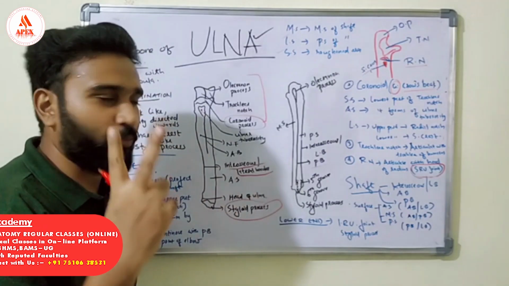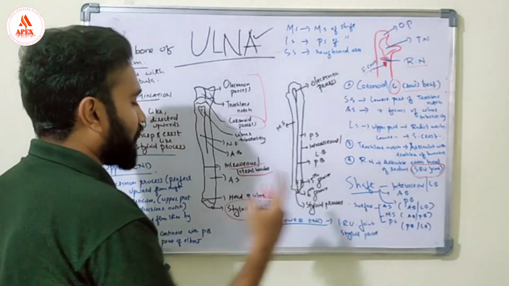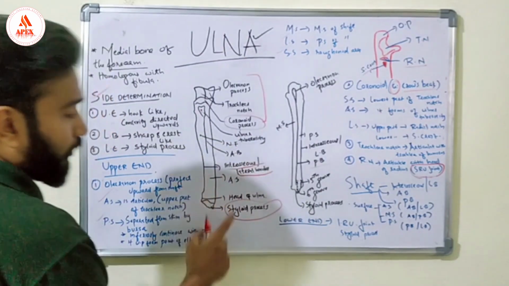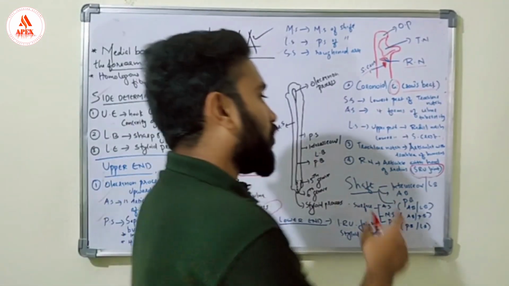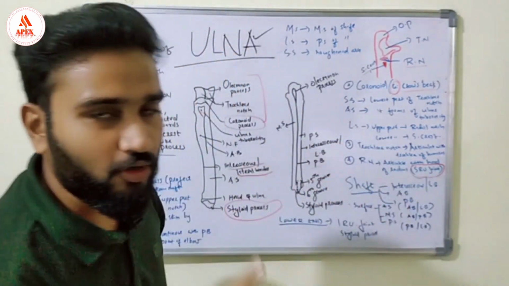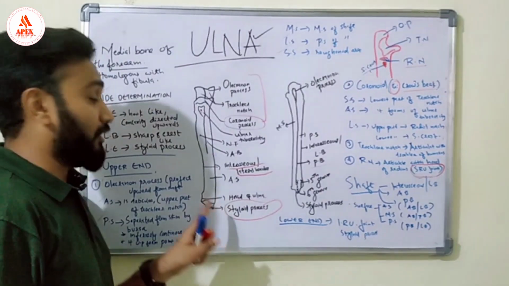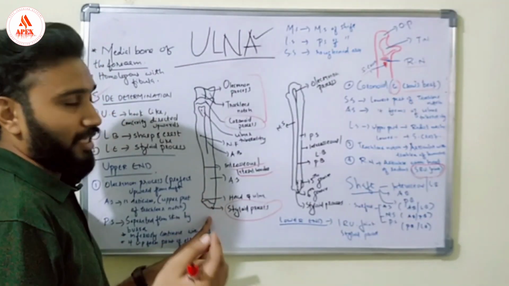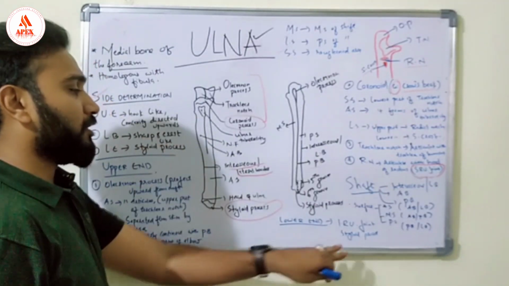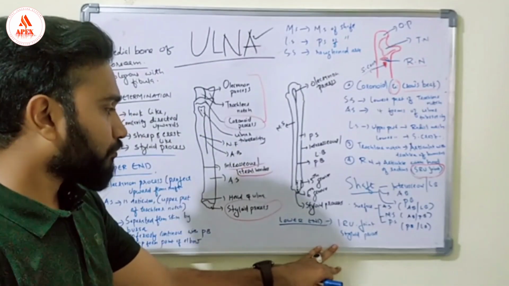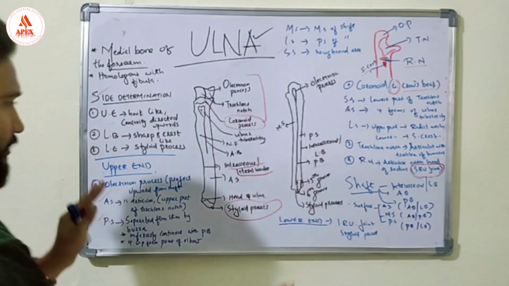In the lower end there are 2 important points. The first is the inferior radio-ulnar joint and the second is the styloid process. The most important point is the styloid process present in the lower end. Along with that, we said that in the upper end, due to the radial notch, we have the superior radio-ulnar joint. In the lower end we have a notch for the attachment with the radial bone, forming the inferior radio-ulnar joint. So this is the detail about this session.